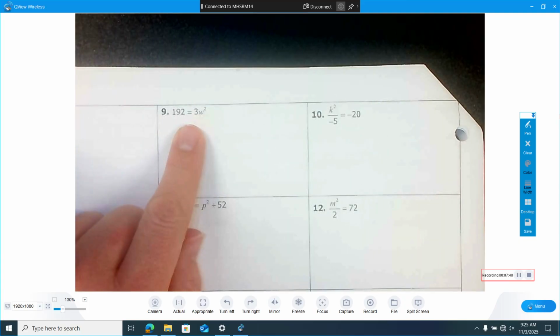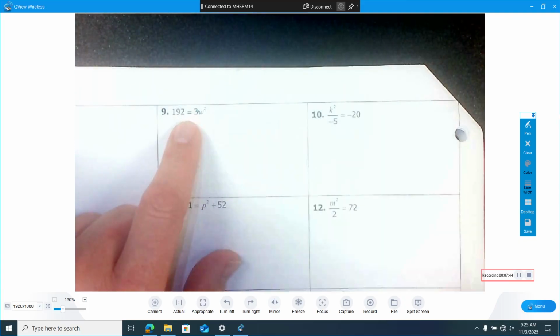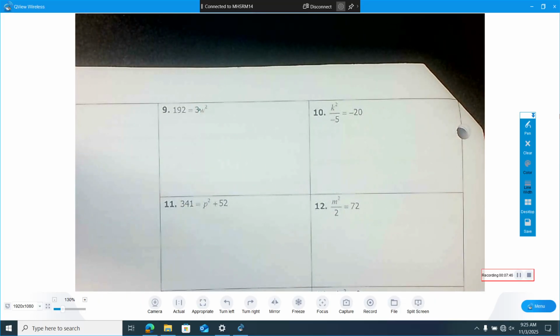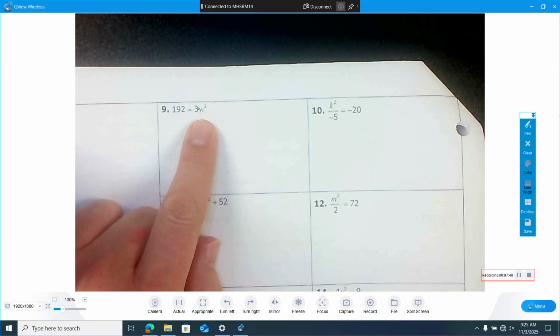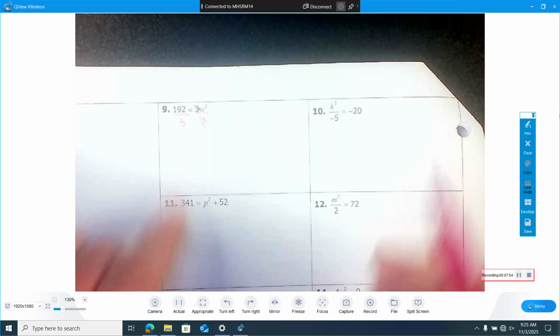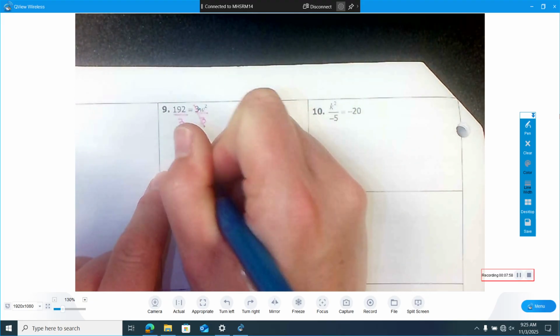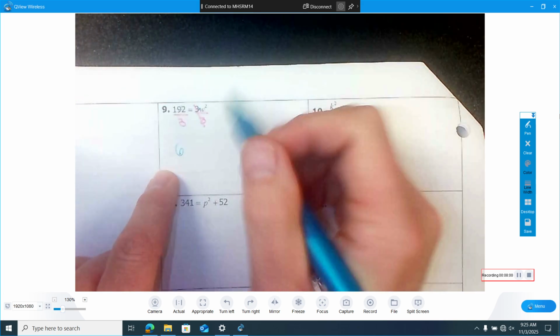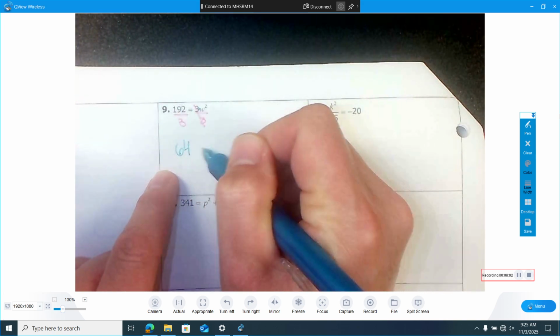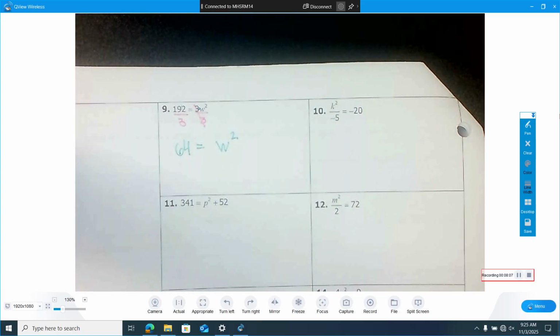Number 9. This is 192 equals 3 times w squared. How do we get the w squared by itself? Divide by 3. Very good. We're going to divide both sides by 3. Let's see. 3 goes into 19 6 times, so that leaves the remainder of 1, and then 3 goes into 12 4 times. That's 64. How about that? All right, so I get 64 equals w squared.